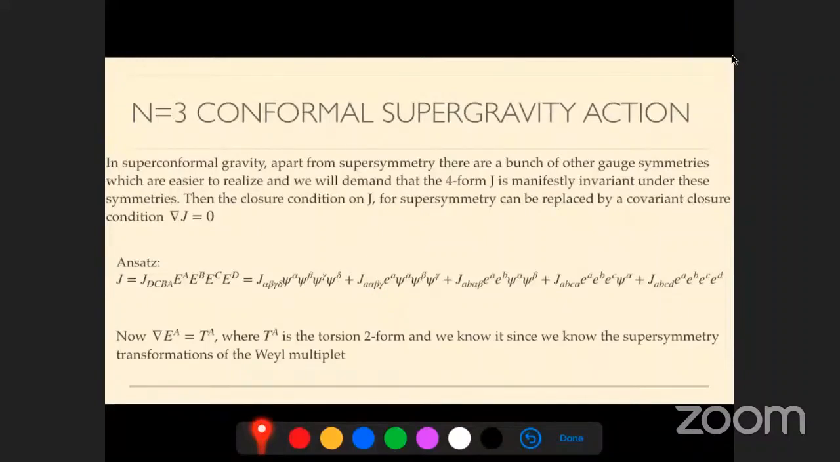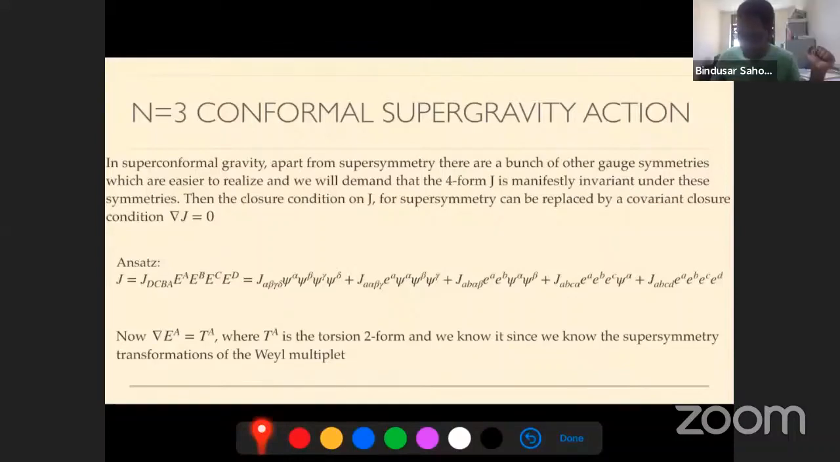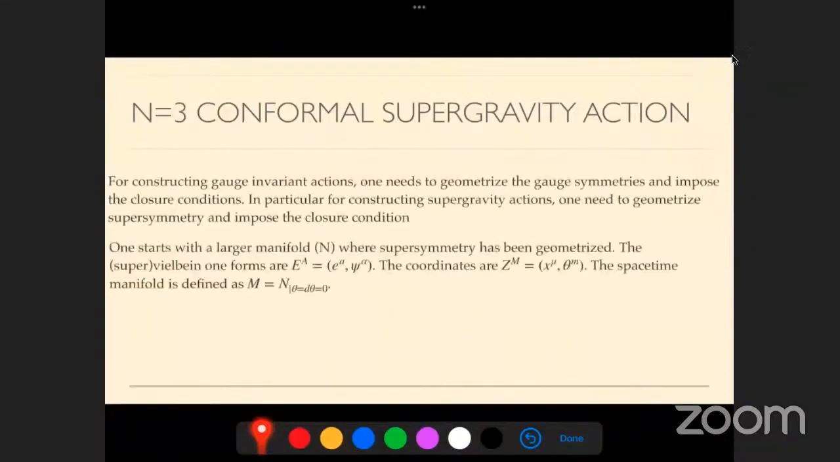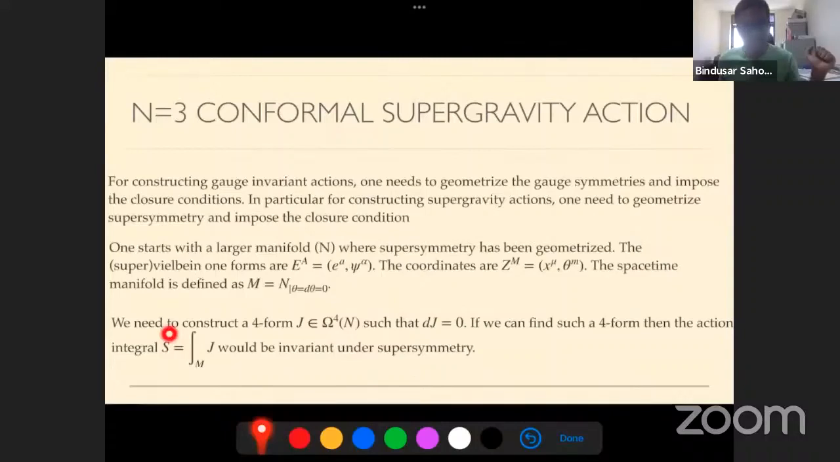Okay, so is the understanding that you take this G, DCBA, EA, EB, EC, ED, and then you integrate over the thetas or something like that? No. By the thetas, I mean the Grassmann. No, we are not integrating over the super.